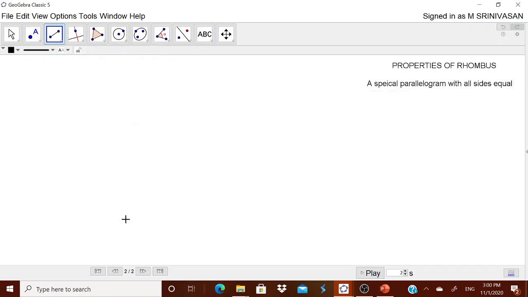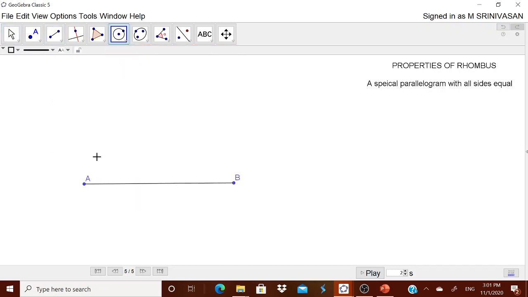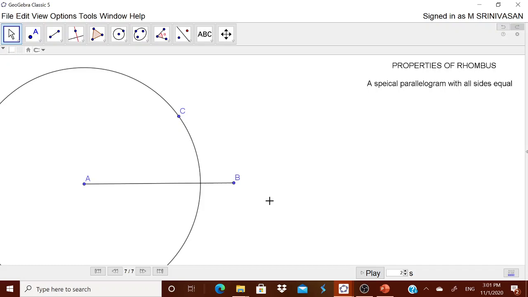Go to this segment tool. Draw a segment AB. Escape. Now you take a circle with center through a point and then draw a circle at A. We are going to find the perpendicular actually for that AB. For that only we are doing it. Well, for AB, try to go for a length more than half of it and then put a line like this. Okay, now you know that AC is the radius of it.